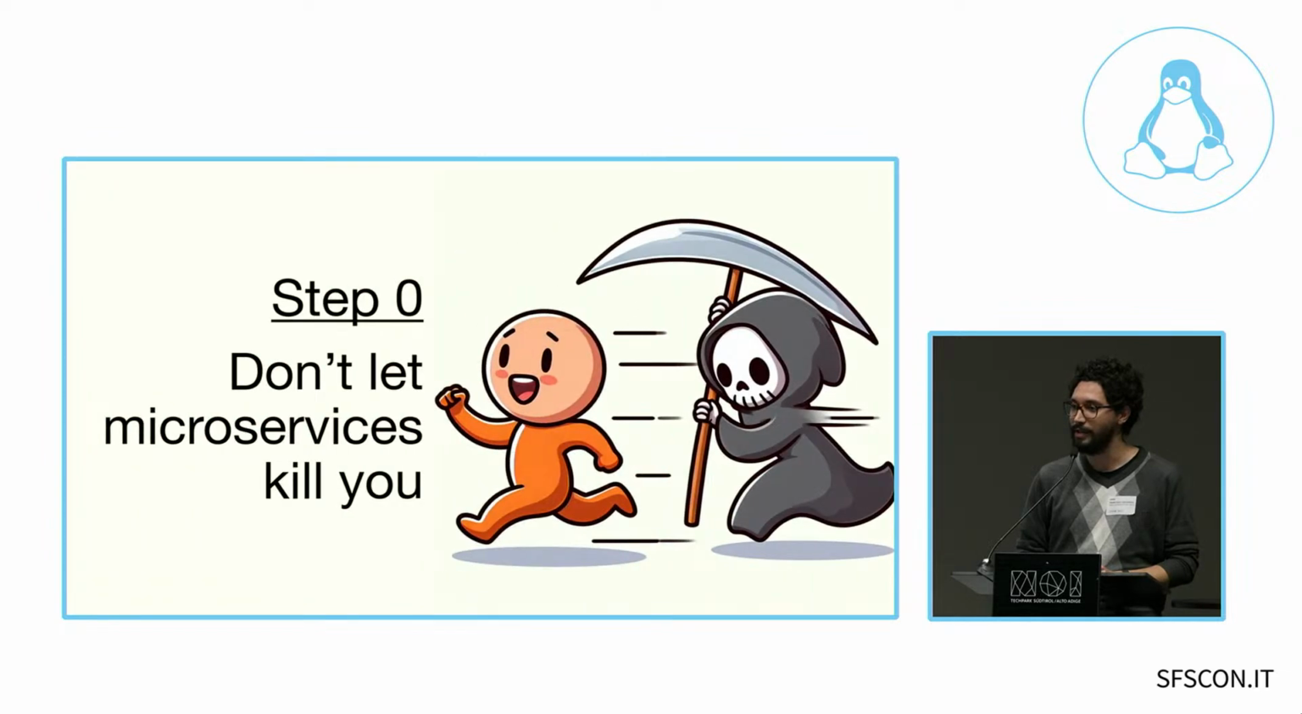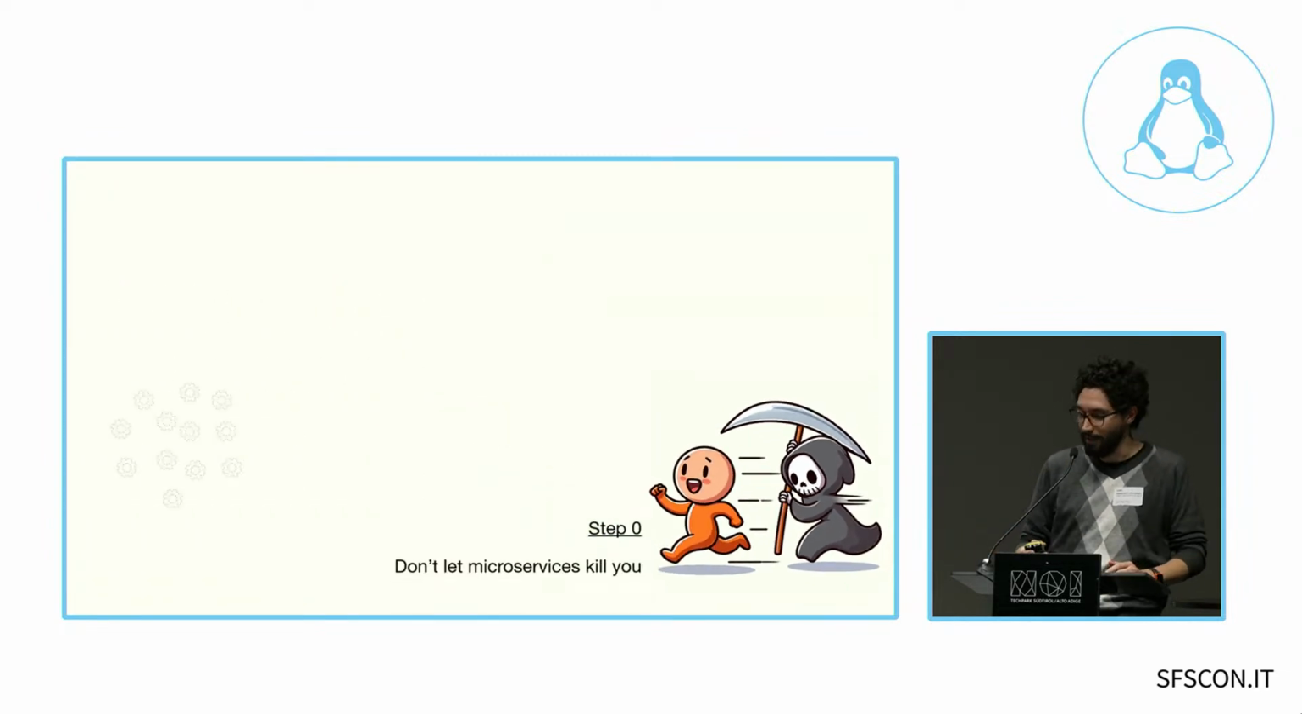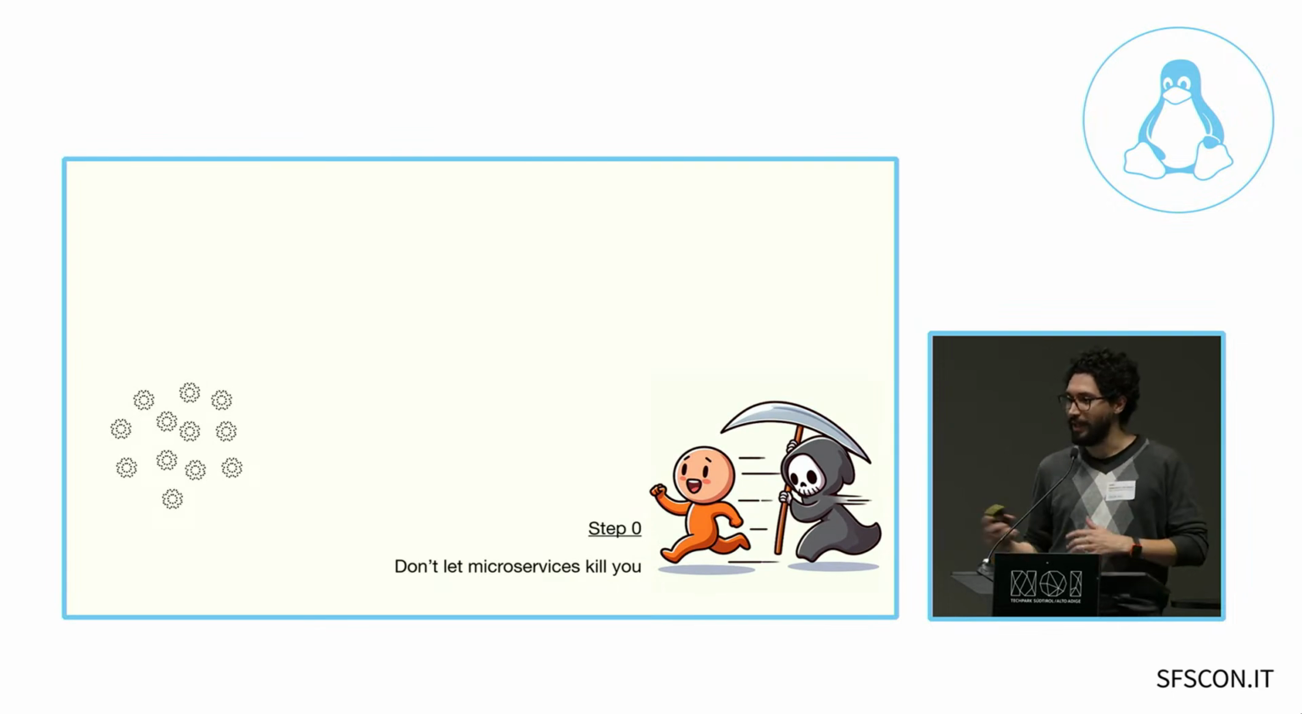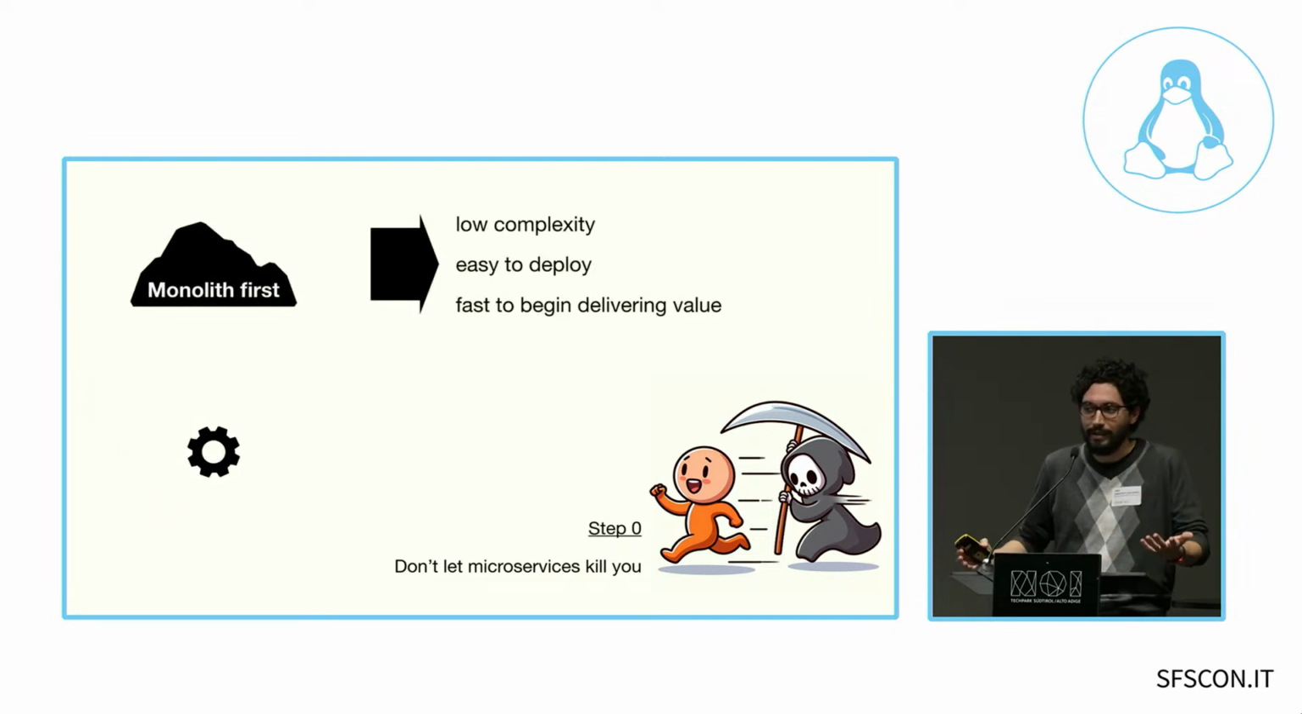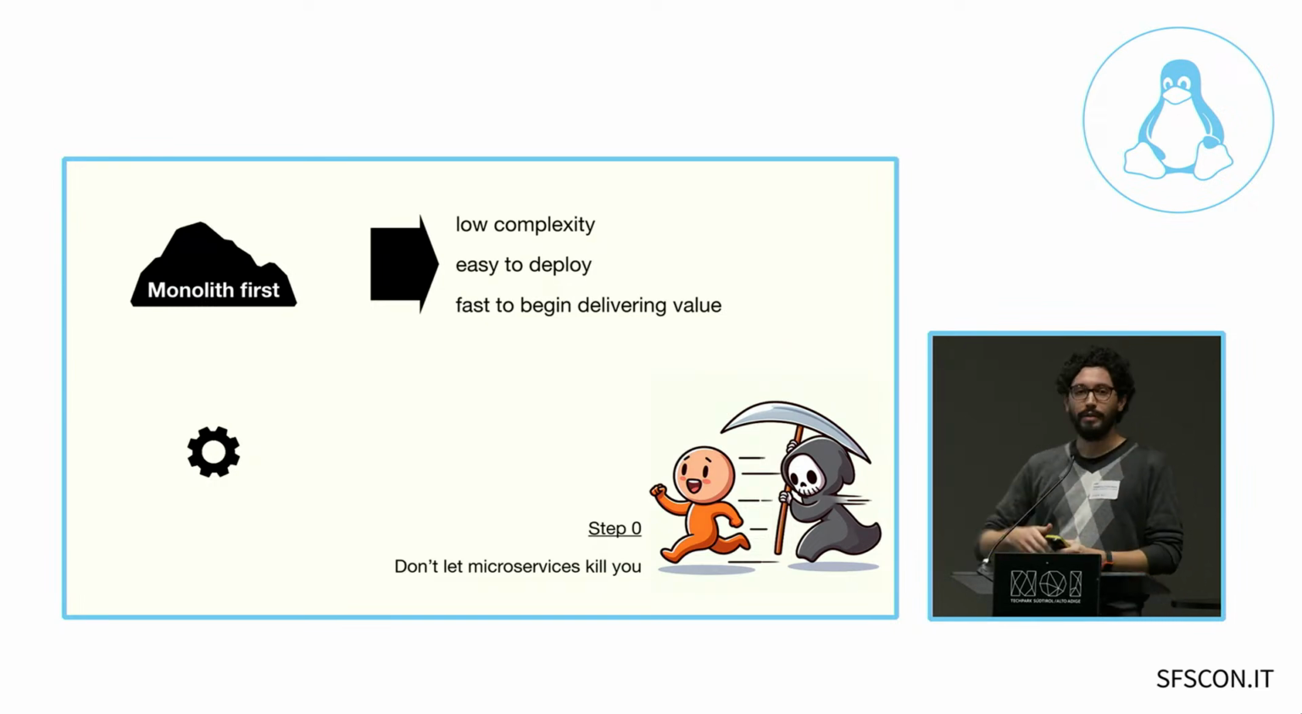Step 0. Don't let microservices kill you. I said 4 steps, but I begin with step 0 because I'm a programmer and I index by 0. So how do we avoid microservices killing us? What does it mean, and why is this the title of the talk? The idea is to begin the project using a monolith at first. So follow a monolith-first approach, because a monolith is a well-known architecture, it's low in complexity, it's easier to develop, so it's faster to begin to deliver value with your software. In terms of architecture, it's a more suitable first strategy.